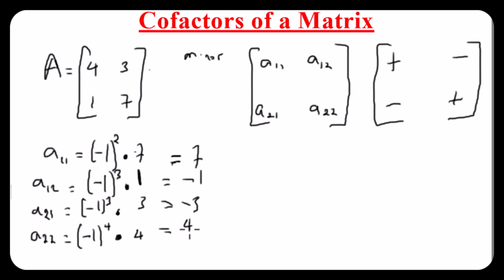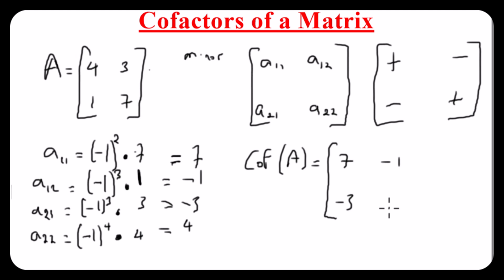So this becomes 4. And then the cofactor of my matrix A, so I can write it, cofactor of A, will give us another matrix entirely of the same order. So I'm having my A11 to be 7, my A12 is -1, my A21 is -3, and then my A22 is 4. So I've written the cofactors of this matrix. So you can see how easy this is, writing the cofactors of this matrix.